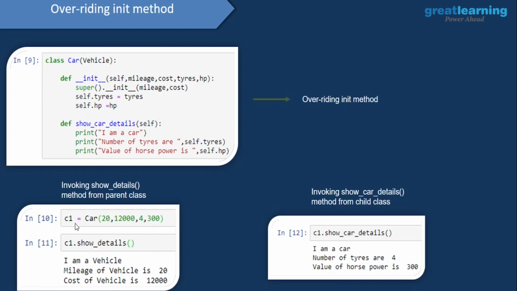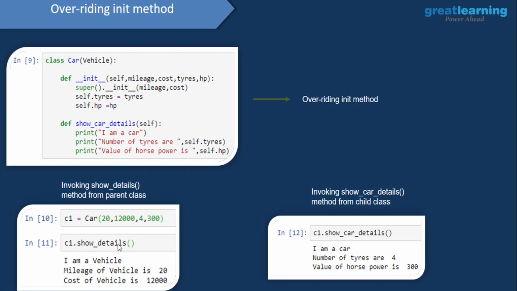So here, as you see, I will have C1 is equal to car, and I give 4 values over here. The first value will be for the mileage of the vehicle class. The second will be the cost of the vehicle class. So here, as you see, I'm a vehicle.